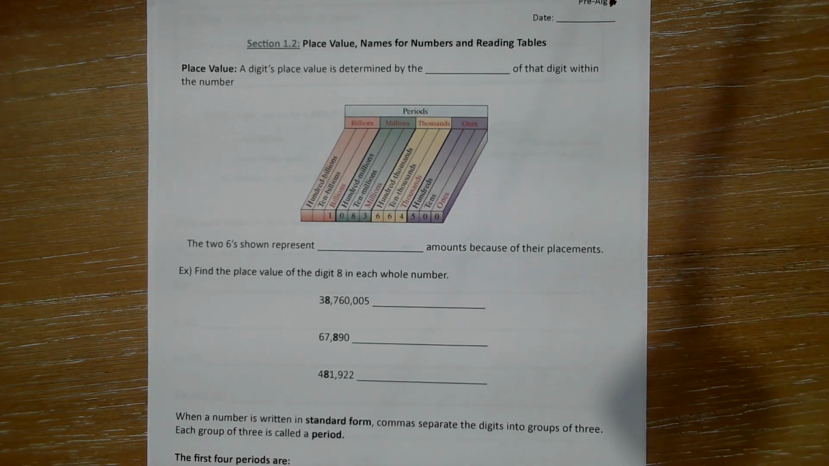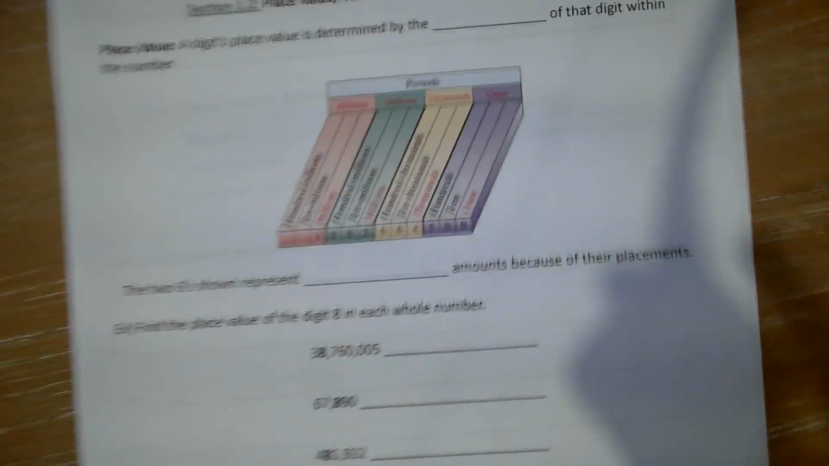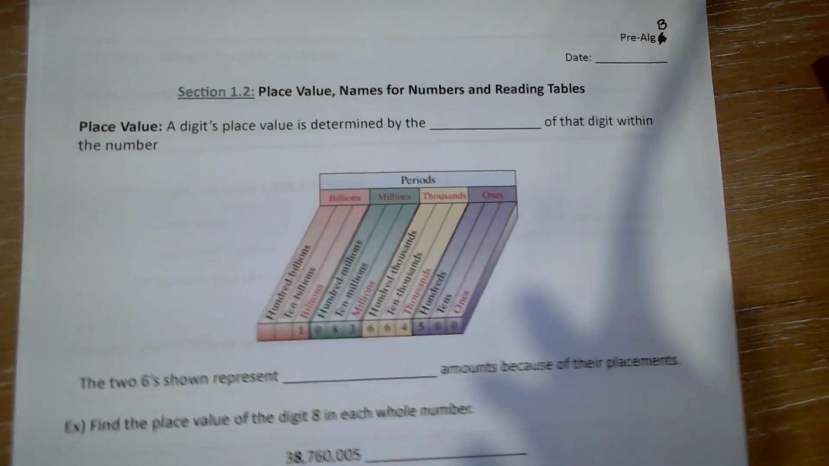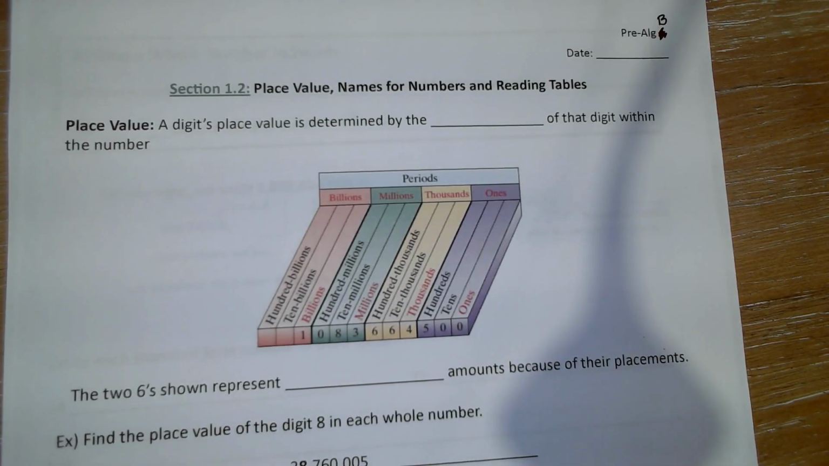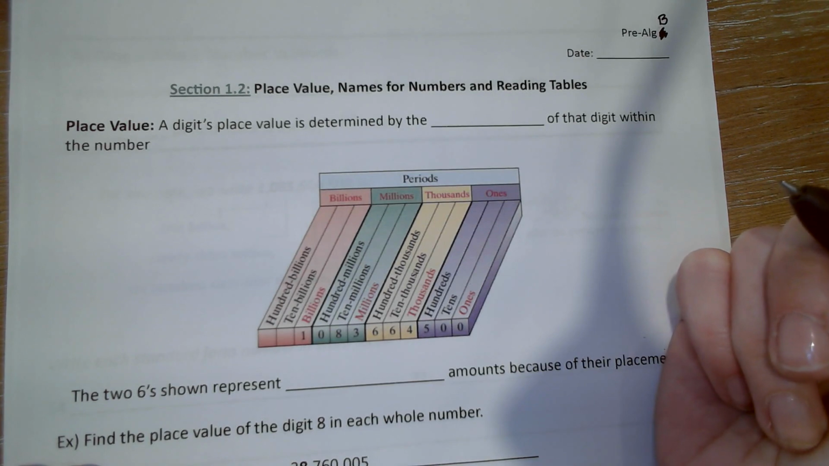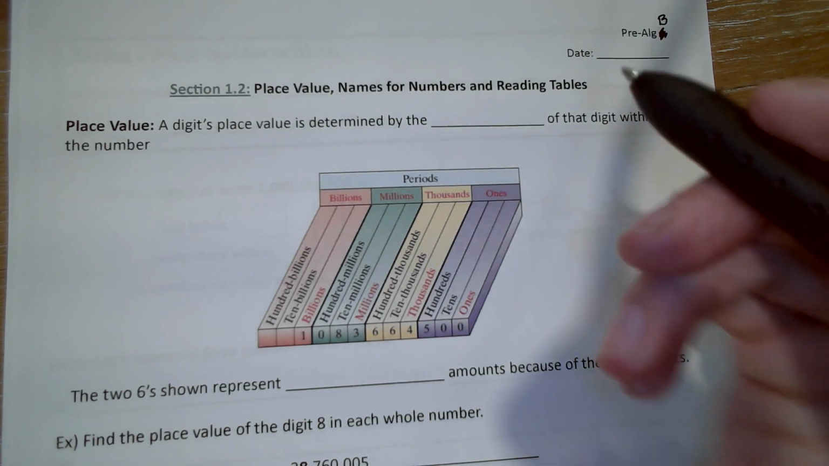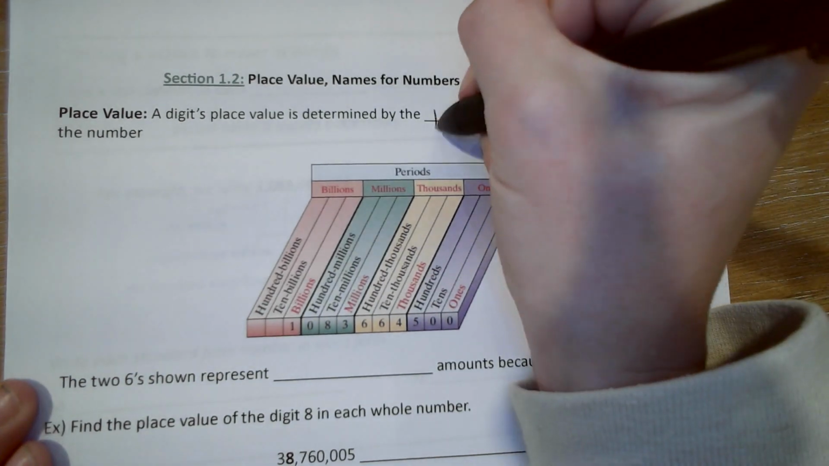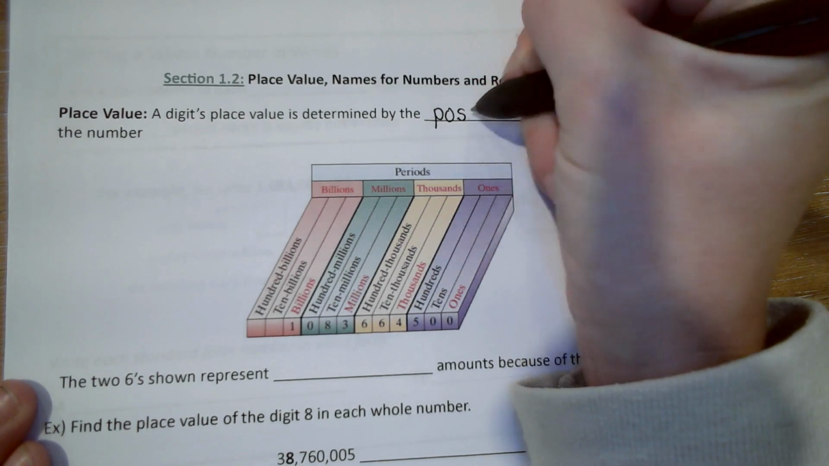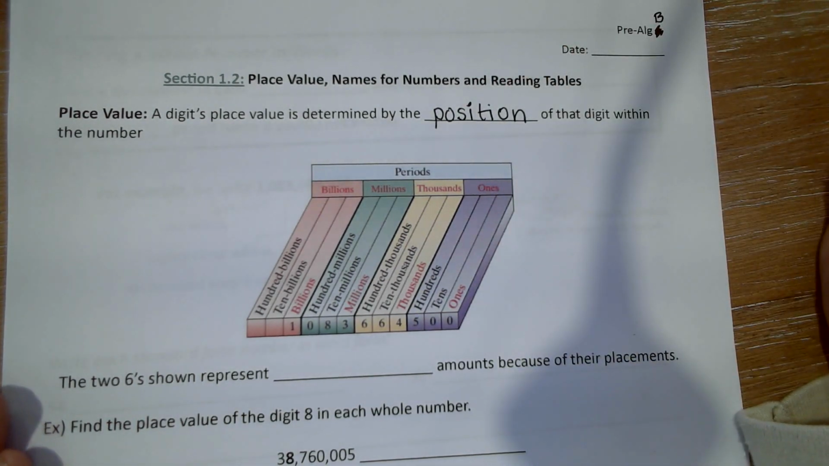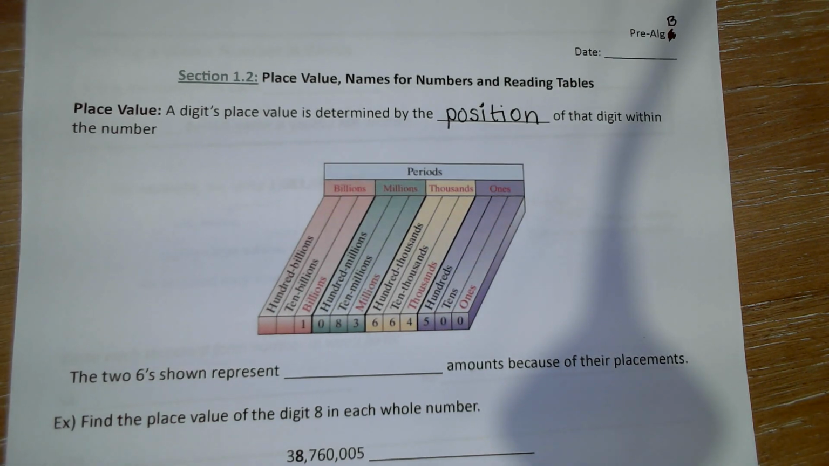Now, place value. You may already understand what place value is, but as a reminder, the name kind of tells us. It tells us about the location, the place of this number, whatever digit it is. So the position of that digit within the bigger number.